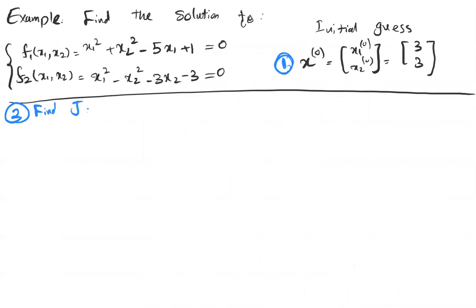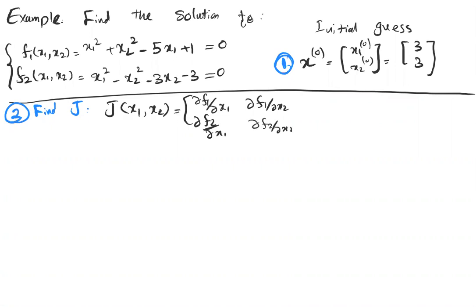So the Jacobian matrix in this case, we have two variables and we have f1 and f2. So it's going to be the partial derivative of f1 with respect to x1, with respect to x2, f2 with respect to x1, and f2 with respect to x2. Now we are going to look at our functions and find these derivatives.